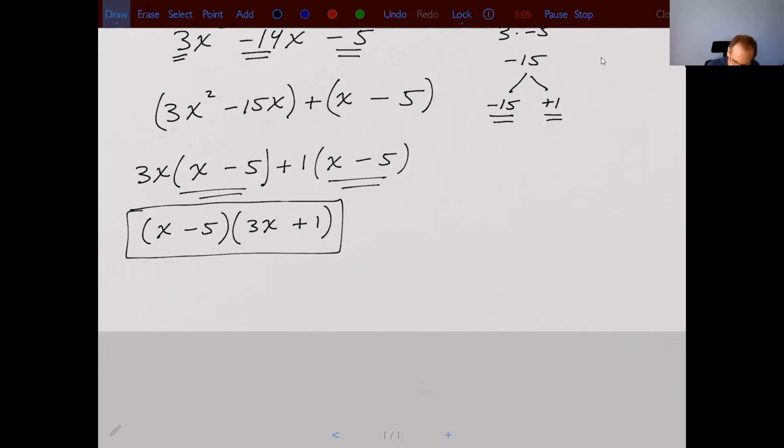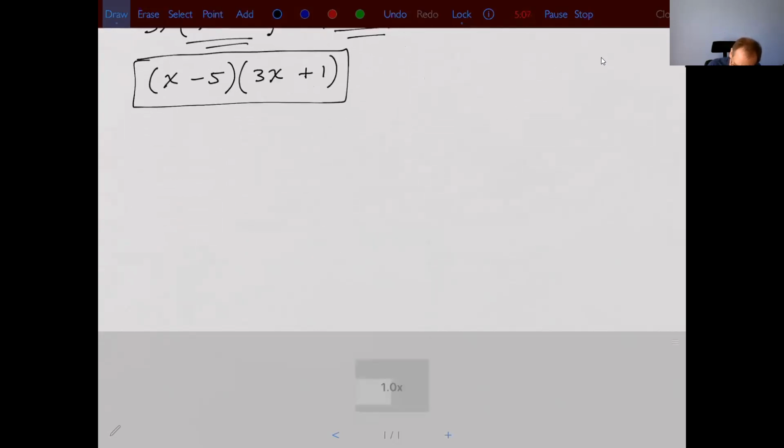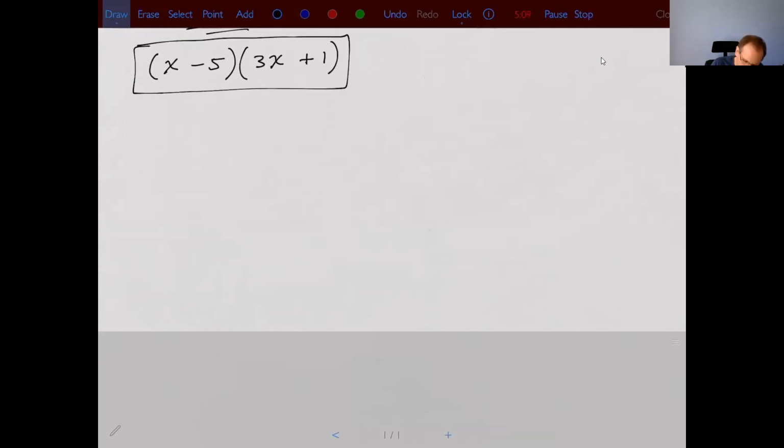Okay, I do the same thing for the denominator. So for the denominator, I had, let's see, I guess it was 3x squared plus 8x minus 16. Okay, so I'm going to multiply a times c. So 3 times negative 16, what's that? Negative 48.